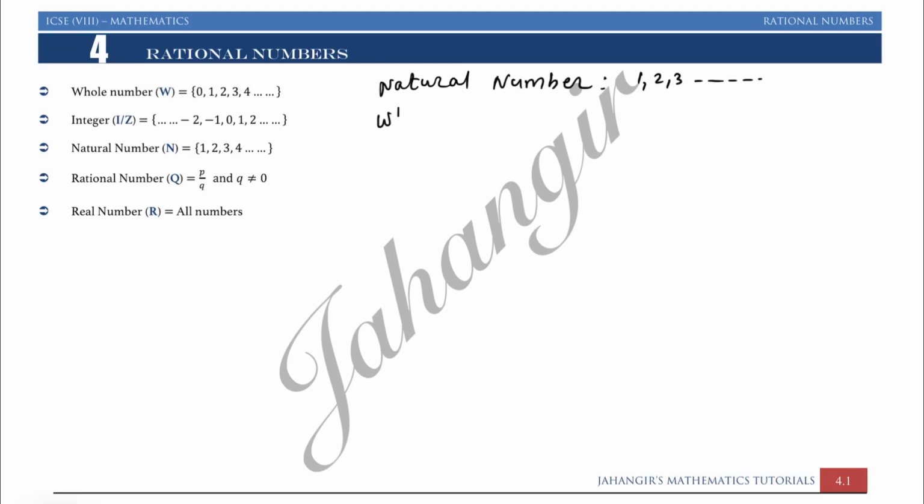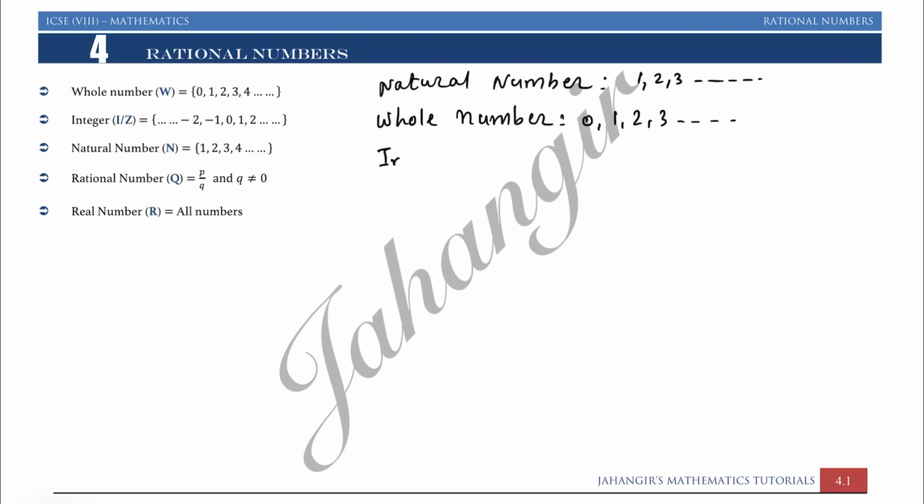Second number is whole number. That starts from 0, 1, 2, 3. In natural numbers and whole numbers, we have odd numbers, even numbers, prime numbers, composite numbers. All those numbers come under whole numbers. Okay. So now natural number, whole number.